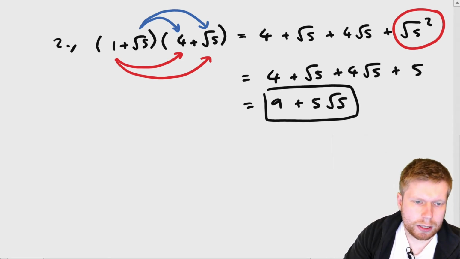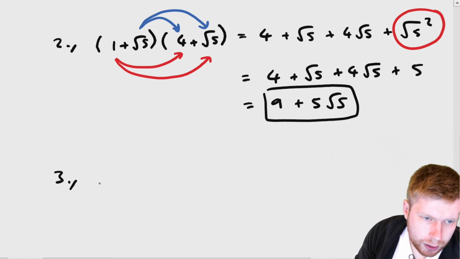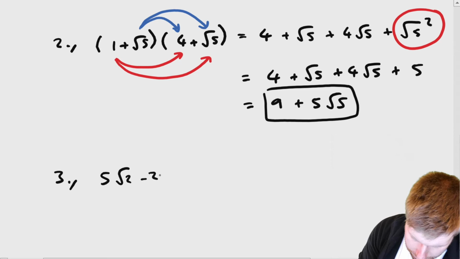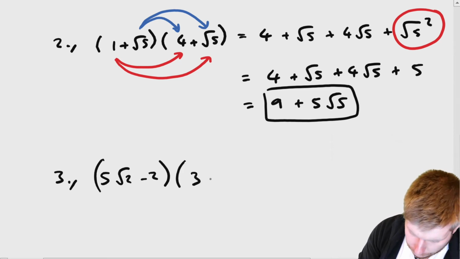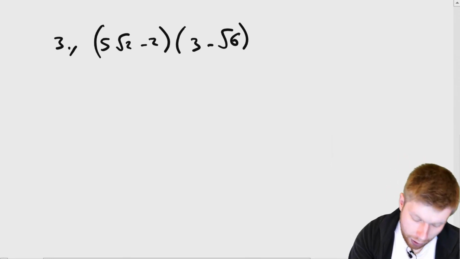Okay, let's try this with another example. Let's try this with this example: 5 root 2 minus 2 multiplied by 3 minus root 6. Okay, 3 minus root 6. So let's have a go at this then.